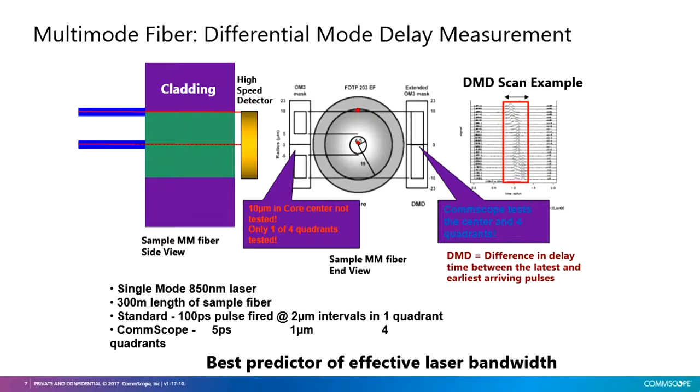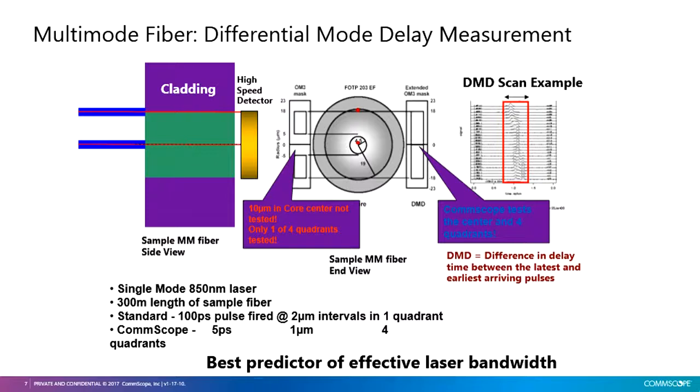What we normally do in our laboratory is use a 300 meter length of sample fiber. When you look at the TIA standard, you have to fire 100 picosecond pulses per 2 micrometer interval in one quadrant. You can see here there are 4 quadrants. The center of the core was not tested for the majority of fibers supplied today, which is needed for about 10 gig. Because differential mode delay is one of the key parameters if you want to run high bandwidth requirements like 40, 100 and 200 gig.